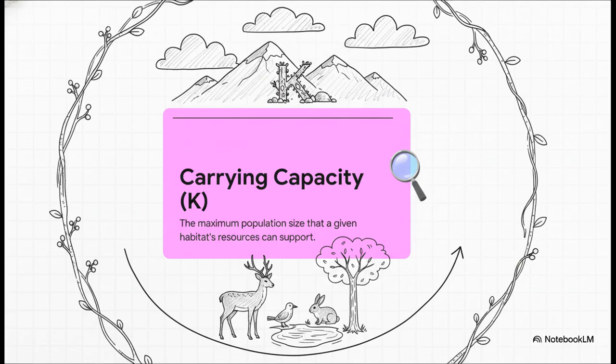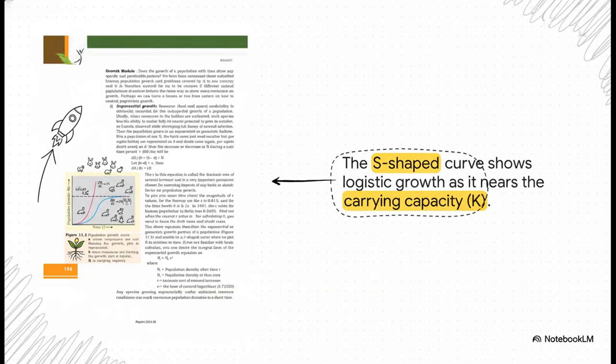And that environmental pushback, that limit, has a name. It's called the carrying capacity, and we represent it with the letter K. Basically, K is the maximum number of individuals that a particular environment can support for the long haul. You can think of K as nature's hard ceiling. So once we factor in this carrying capacity, our J-curve completely transforms. It becomes this much more realistic S-shaped curve.